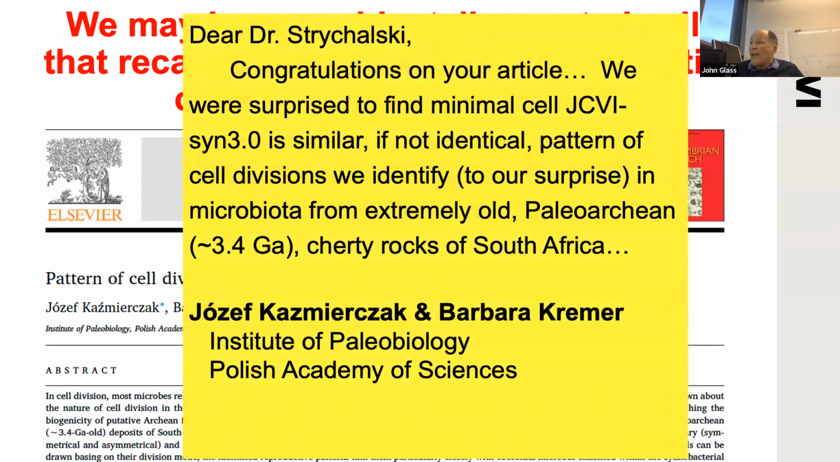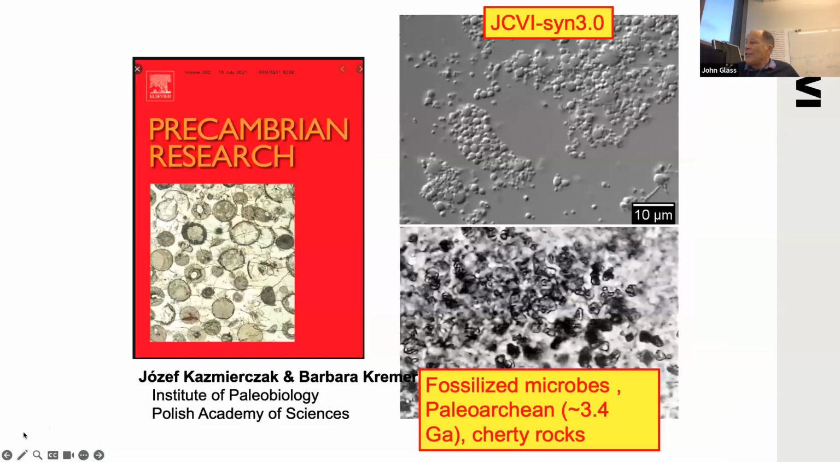paleobiologists from Poland. They wrote my collaborator, Elizabeth Strachowski, "Congratulations on your article. We were surprised to find that your minimal cell is similar, if not identical, to the pattern of cell divisions we see in microbiota from extremely old Paleoarchean chert, which is a sedimentary rock in South America, 3.4 billion years old." And here's our cells, and here's their cells. And I find this a little bit of a struggle, but they've spent years looking at this stuff, and they liked it enough to write us.